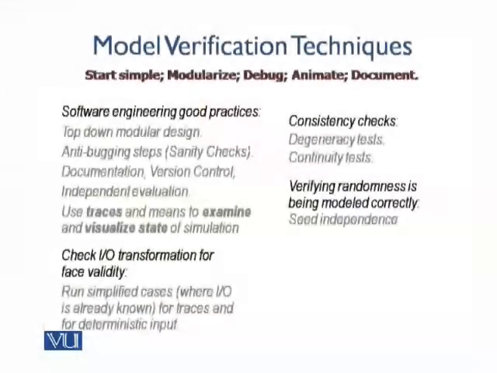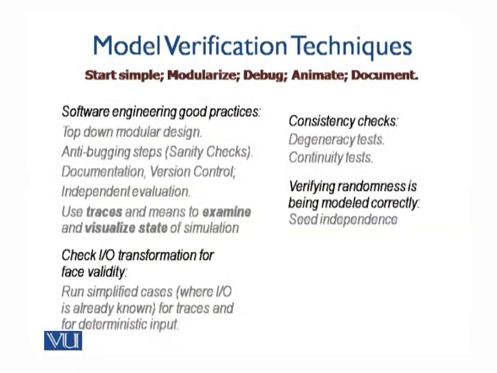So for example, if we are considering a queuing system, then if the arrival rate is more than the service rate, then the system is unstable and the queue size would keep on growing. So we can see if that thing is actually met in the simulation of a queuing system. And we can also see if randomness is being modeled correctly or not.